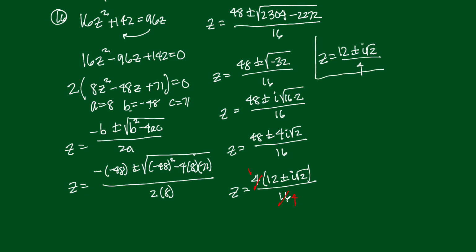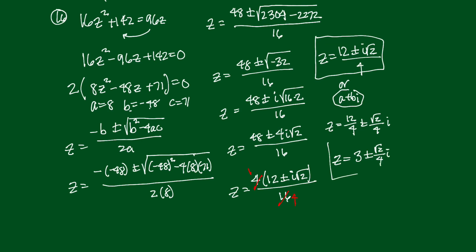And I'm going to conclude that is the answer. Or if you write it in this form here, a plus bi, which I like to do because it's imaginary. This is the standard form for imaginaries. So if I did that, I'd get this. Z is equal to 12 over 4 plus or minus, say I'm going to write square root of 2 over 4i, right? A plus bi. 12 over 4, that's a 3. So how about Z is equal to 3 plus or minus square root of 2 over 4i. So I think either one of these is going to be acceptable.